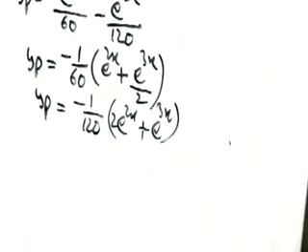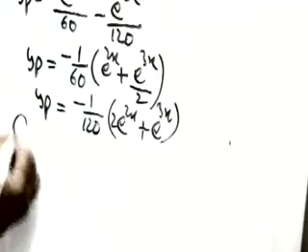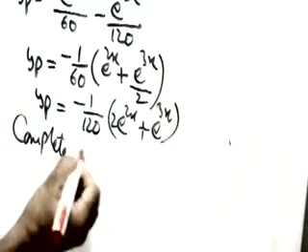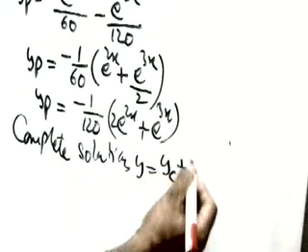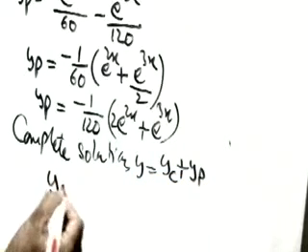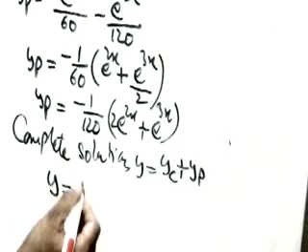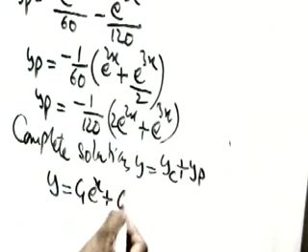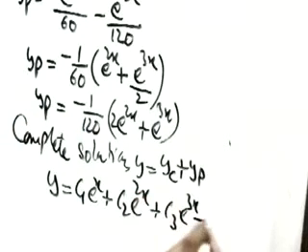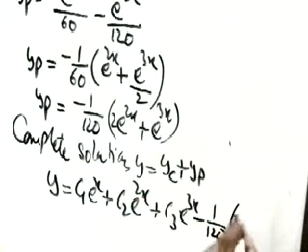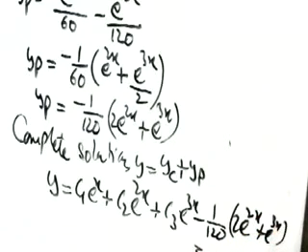Now lastly we have to write the complete solution. Always we have to write the complete solution. So what is the formula for the complete solution here? Therefore complete solution, always when we write the complete solution we have to write y equals to yc plus yp. So y equals to yc, the value of yc we got, c1 e power x plus c2 e power 2x plus c3 e power 3x, plus yp. The value of yp we got here, minus 1 by 120 into 2 e power 2x plus e power 3x.